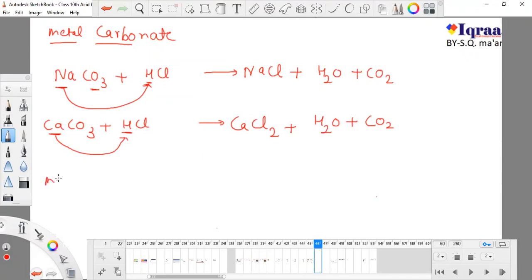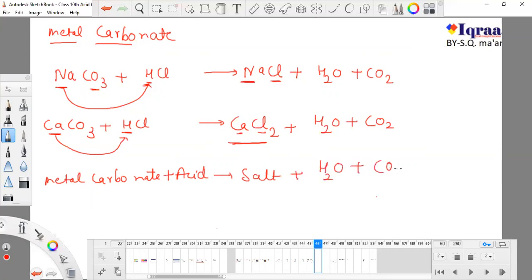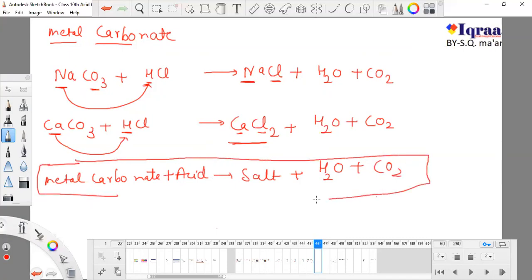Now what is the formula? If I use metal carbonate with acid, any type of acid, it will form a salt. Why is this a salt? Because one metal and one non-metal produce a salt. Calcium is a metal, chlorine is a non-metal. Sodium is a metal, chlorine is a non-metal. And it will form water and CO2. This is the formula which you have to remember. When I take metal carbonate with acid, it will form salt, water and carbon dioxide.